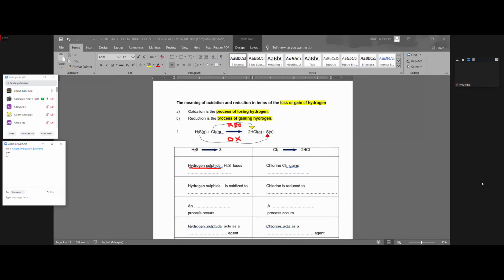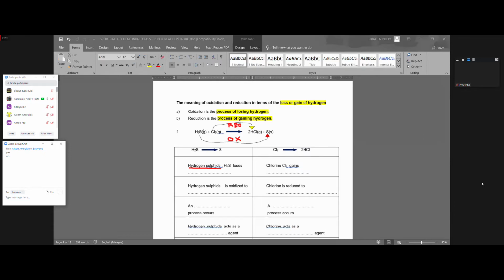So we know this is oxidation. So put down an oxidation process. Type of reaction is oxidation, because it has lost hydrogen. This one you have gained hydrogen, so it is a reduction process. So from here you can see, that's why I write this, so you can identify your oxidizing and reducing agent.